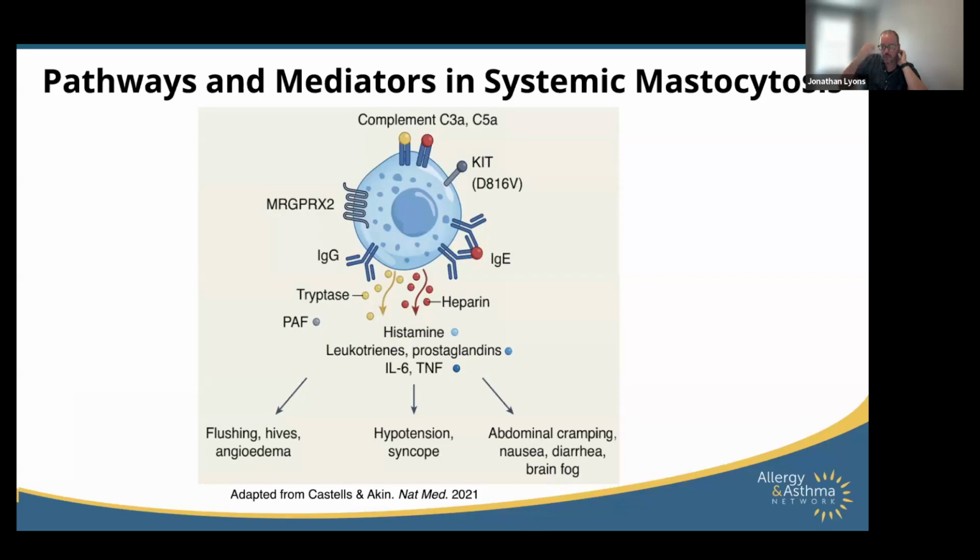So this is the key player in the story. This is the mast cell. This cell is born as an immature precursor in the bone marrow. It's a myeloid lineage cell like other granulocytes. So if you get a pimple and it has pus in there, that's a granulocyte. Those are neutrophils.